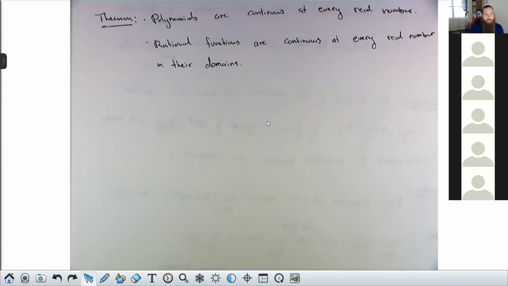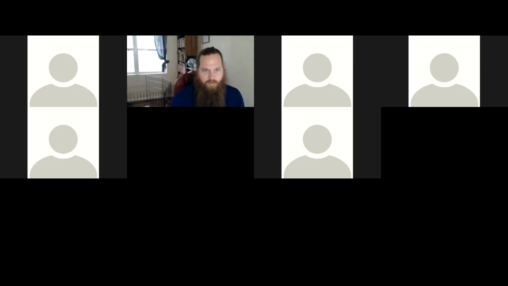Can you not see the textbook? My side says it's sharing the textbook. Let me turn off the share and turn it back on. Sometimes it gets weird like this.